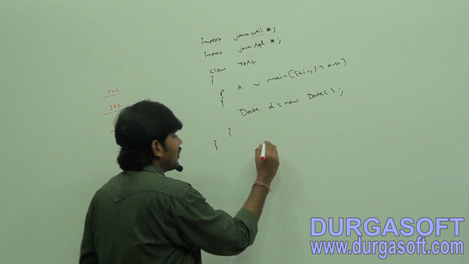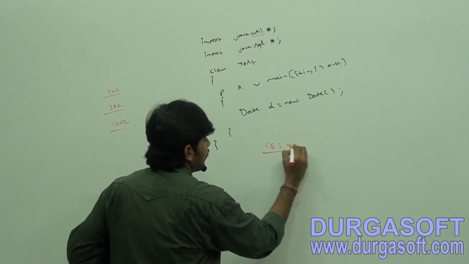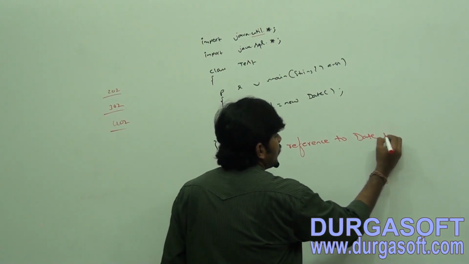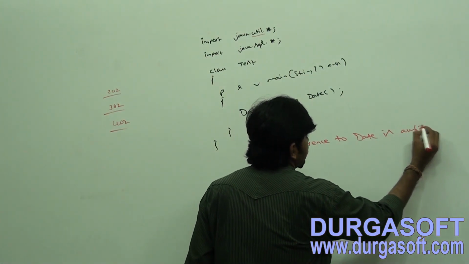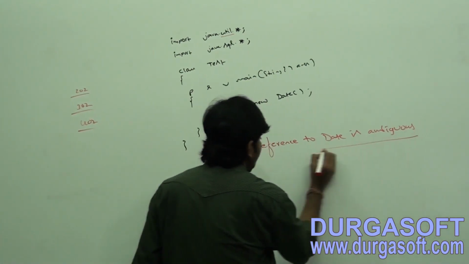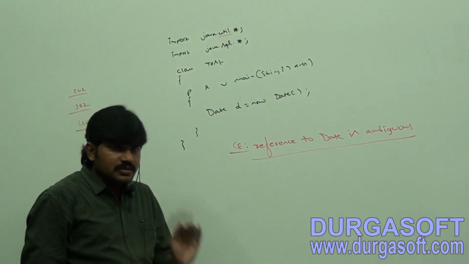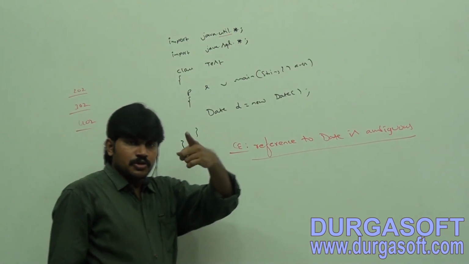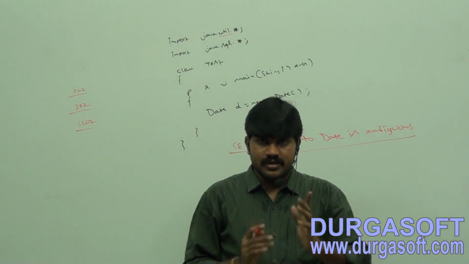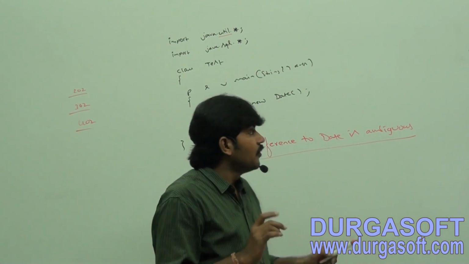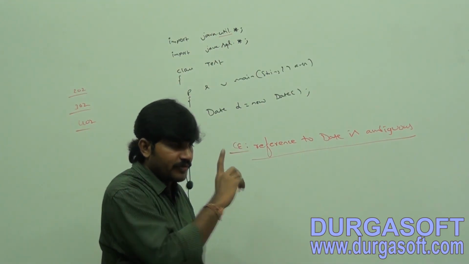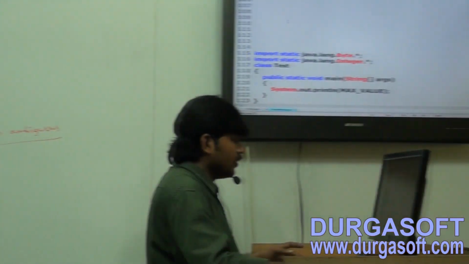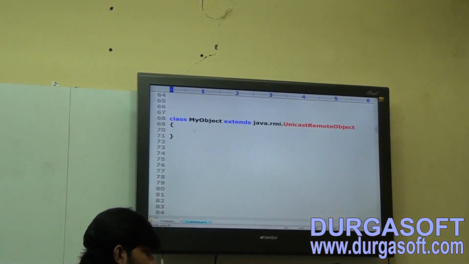Immediately, we are going to get a compile time error saying reference to Date is ambiguous, right? Reference to Date is ambiguous because it is available in both packages. You have to tell which Date you want. Is it clear for all of you? This is a very dangerous case that you people should be aware of. Now observe this one. Let me execute this code. Here I am taking 1 minute.